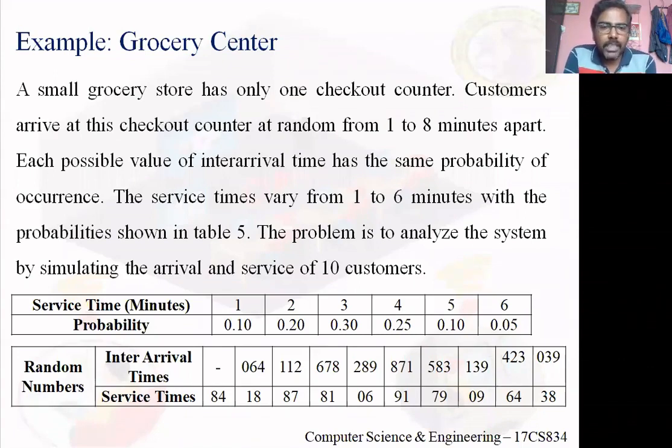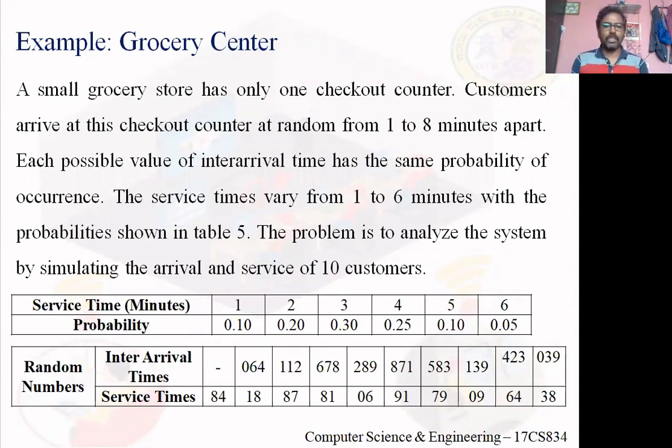The service times vary from 1 to 6 minutes. Listen here. Service times vary from 1 to 6 minutes, but the probability is as shown in the table. Depending on the number of items in your trolley, the billing time may vary, right? So the service time, that is the billing time, may be from 1 to 6 minutes. For some customers billing time may be 1 minute, for some 2, or 3 or 4 or 5 or 6 minutes, but not beyond this.